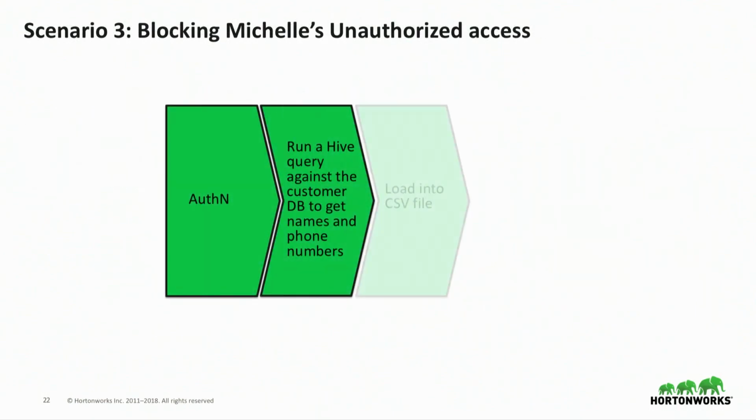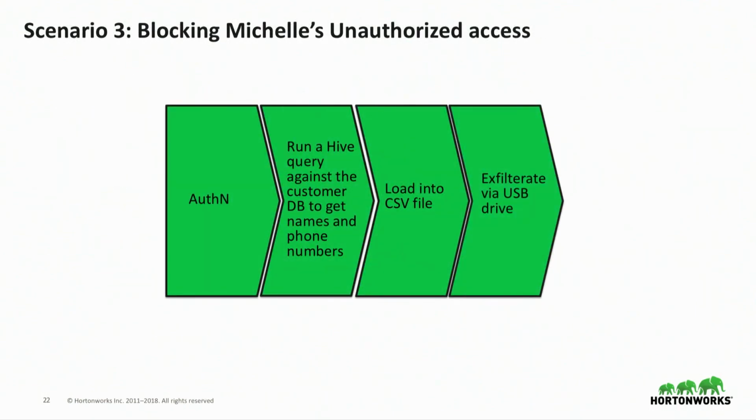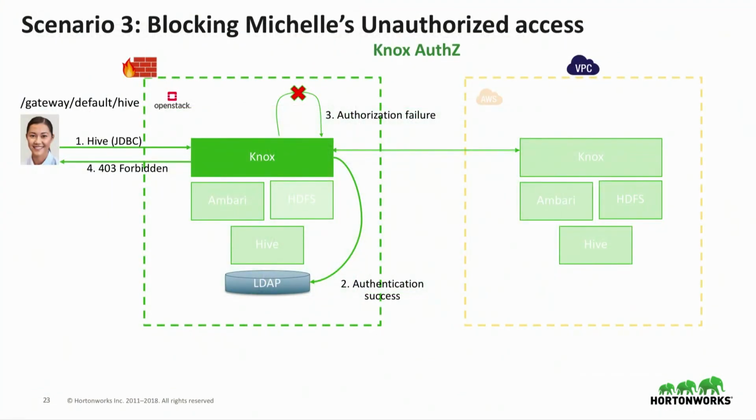Now this is scenario 3, where Michelle, who is a legitimate AD user, tries to access the production on-prem cluster. She does not have access to that cluster, but she tries to access it, and we can use Knox authorization rules to prevent that from happening at the Knox level. So this is scenario number 3.